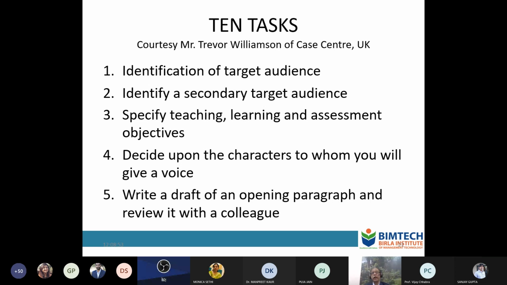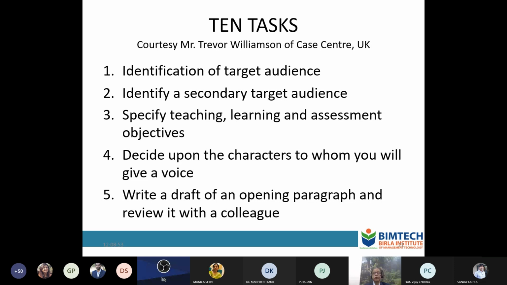And then decide, in order to make it interesting, how many characters you will bring in, because there could be many stakeholders. Apart from protagonist must be there, but other people around him, there could be many. So how many characters, who, what are their roles in helping the students to see through the data that you have given in the case to find a solution?